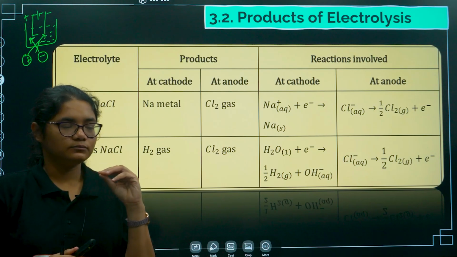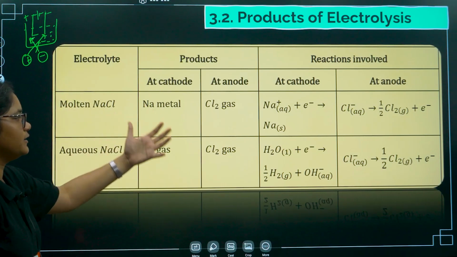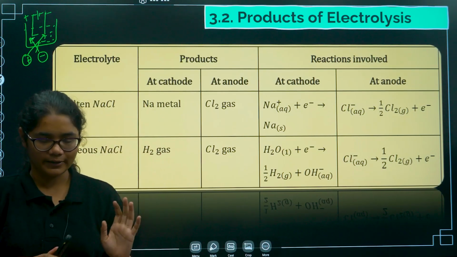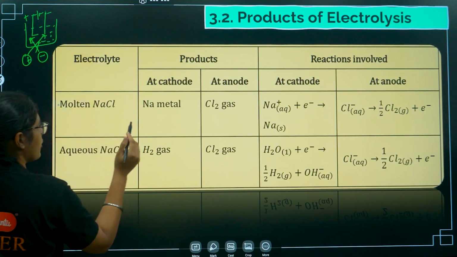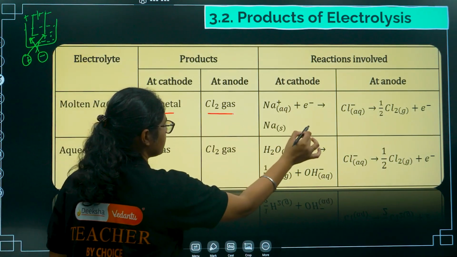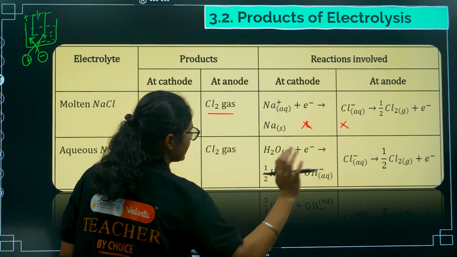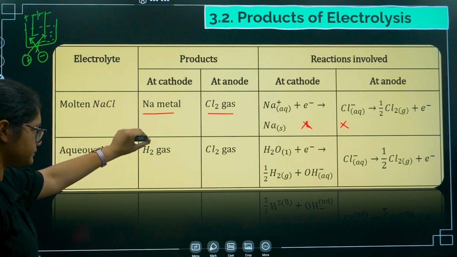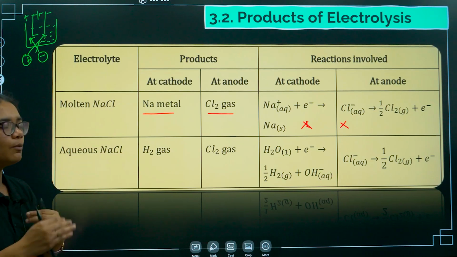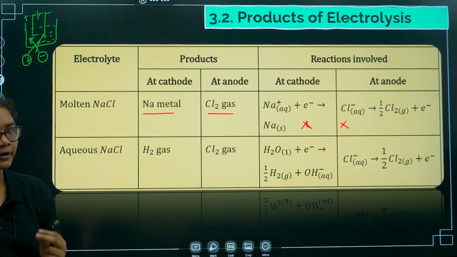So for certain electrolytes, what are the different products formed, you need to remember. Here also you just need to remember the products at anode and cathode. No need to remember these reactions. Reactions are not required. You need to remember, for different electrolytes, what are the products at anode and what is the product at cathode.